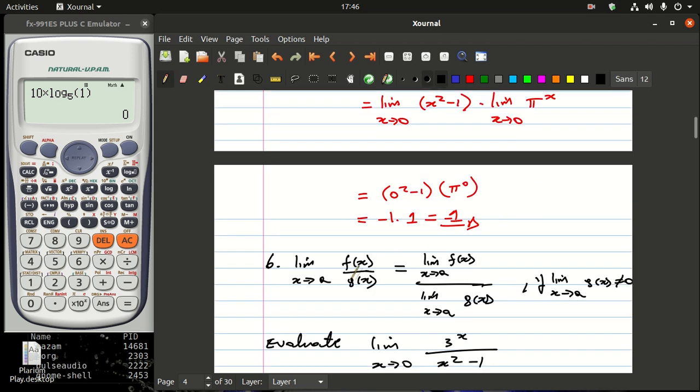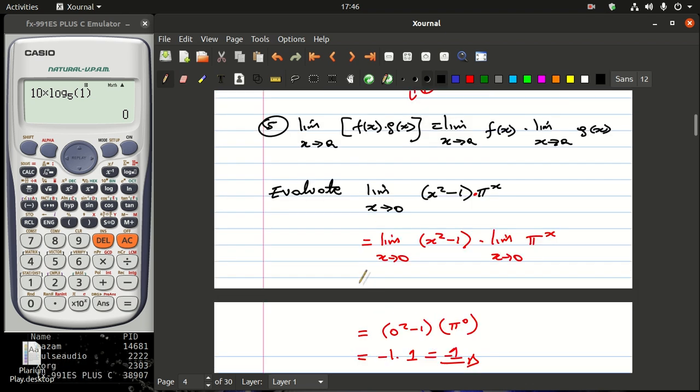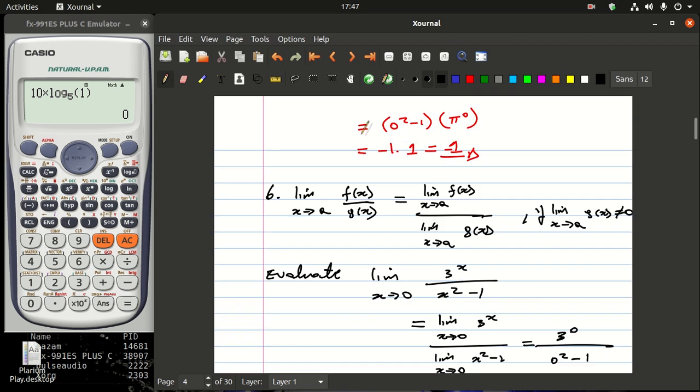If rule 6, which is division, cannot actually work, then what you need to try is manipulate your function so that you end up having multiplication of two functions. And I say it again, if your division here is not working nice for you, then split these two functions. Let me rewrite this somewhere here.